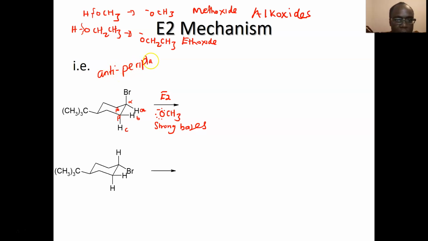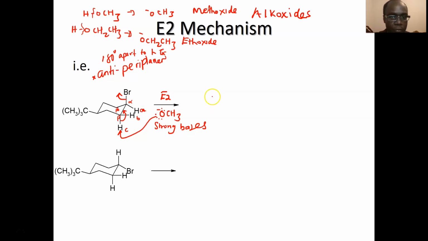The hydrogen to be taken out must be anti-periplanar, which means 180 degrees apart in orientation to the leaving group. Our leaving group obviously is Br, because once it leaves, Br is electronegative, it stabilizes the leaving group to give you a weak base. We talked about that earlier on. So the base will choose to take out the hydrogen C, because you can see it's straight down, the leaving group is straight up. That qualifies the anti-periplanar rule for E2. So take out that hydrogen, use this bond to make a double bond, and then the leaving group leaves.